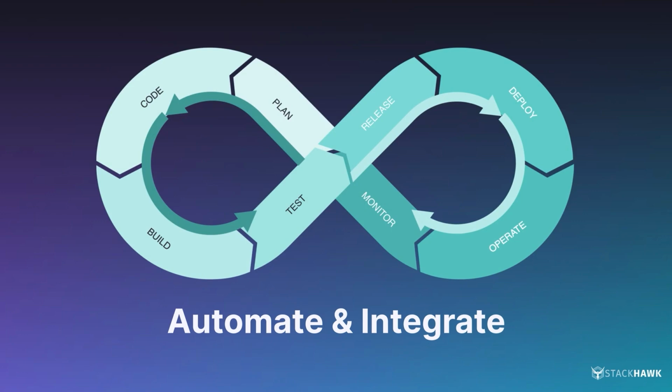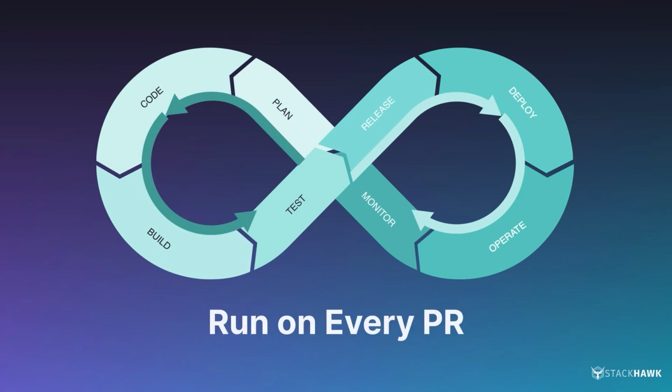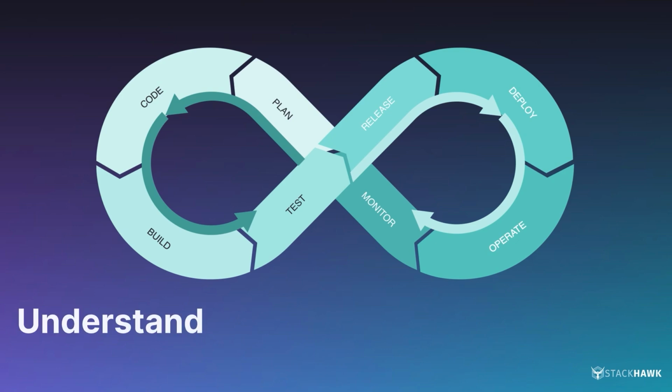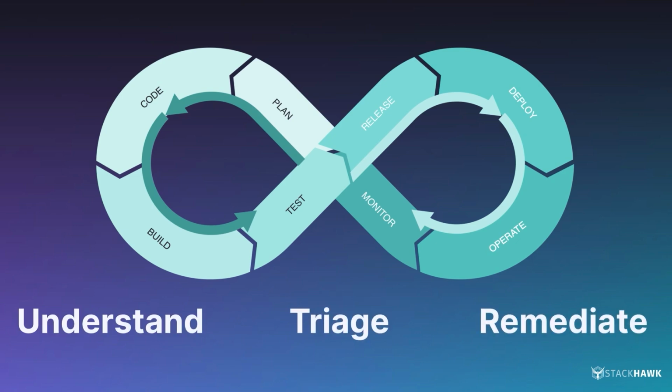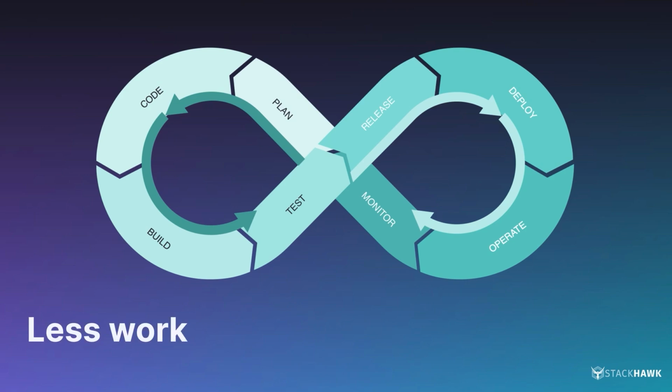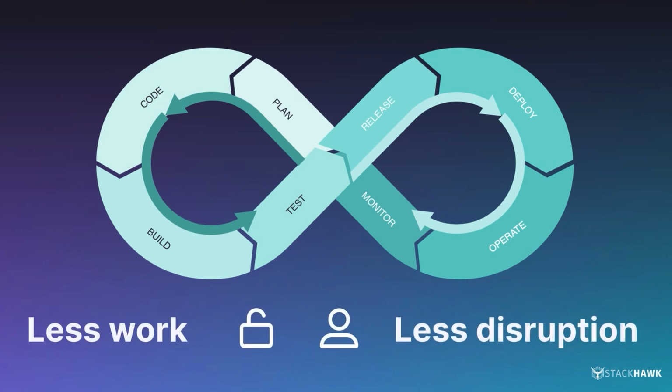In the ideal case, StackHawk runs on every pull request, surfacing security bugs on small code changes and grabbing the attention of the developer who just wrote the code. Then, we give developers the tools they need to understand, triage, and remediate those bugs before committing code changes to production. This means less work for AppSec engineers, less work for software developers, and less disruption to your product roadmap.